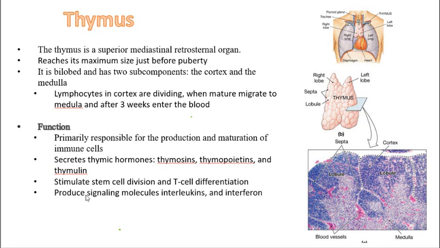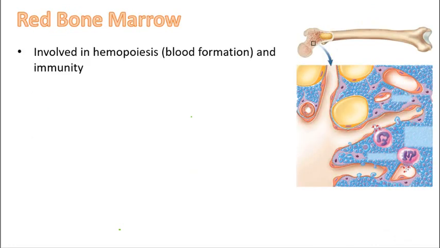In addition to that, they also produce signaling molecules such as interleukins and interferons. As humans age, the thymus basically shrinks, the size decreases, and that decrease in thymus size may make the person more susceptible to diseases.